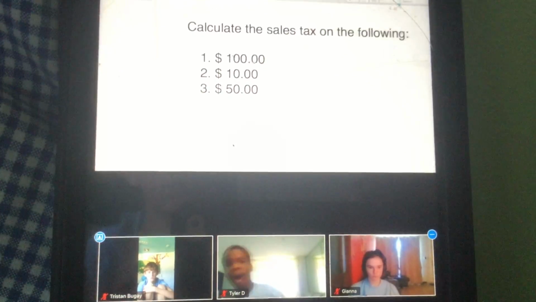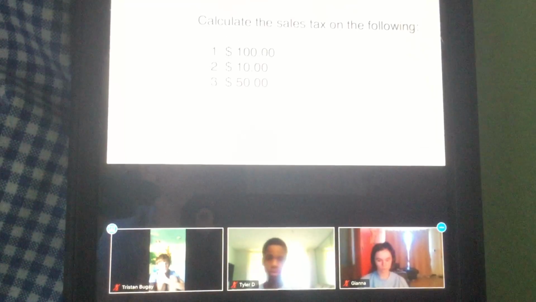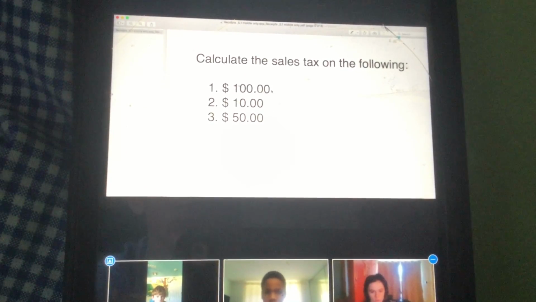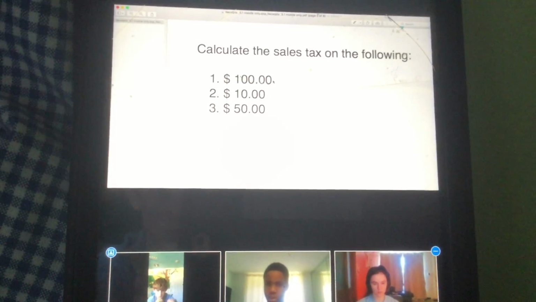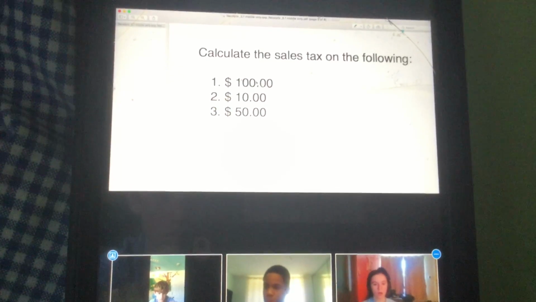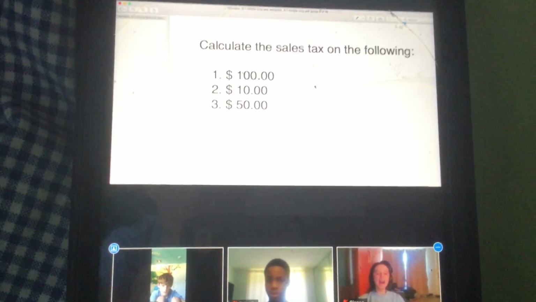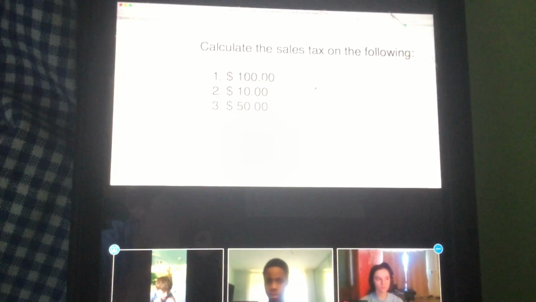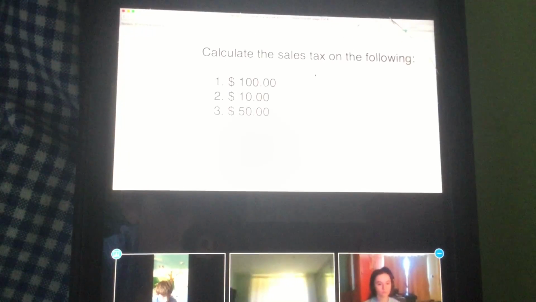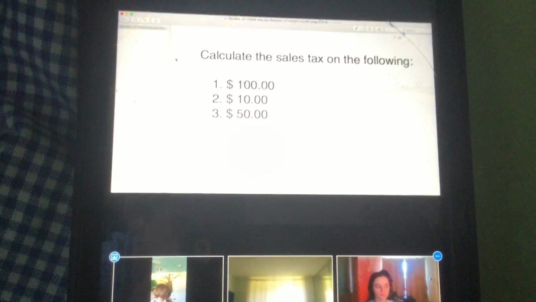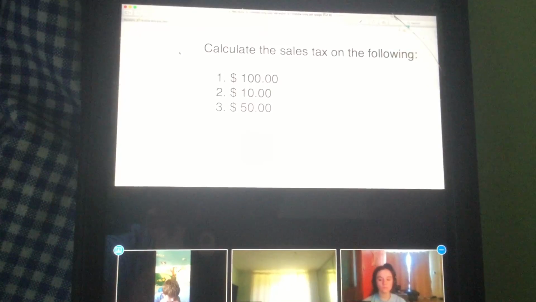Now for math, we're going to calculate the sales tax on the following amounts. Number one, we just did, so try to remember that. Remember, you're going to multiply the three numbers by 0.05, and that's how we get our sales tax. So we're going to be multiplying. Austin, do you need me? No. Okay, I saw your hands. All right, get started on this.